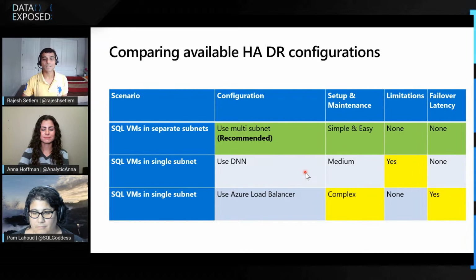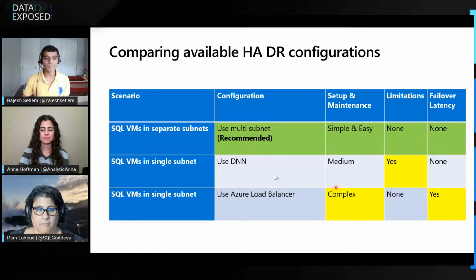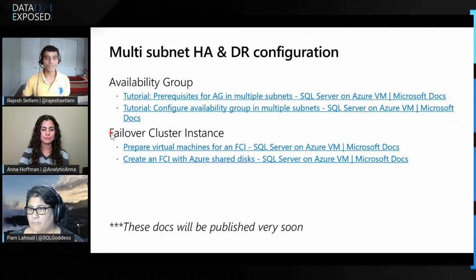Versus if you look at what DNN has, it has some limitations. So if you're fine with the limitations, go with it. If not, then the best approach is to go with multi-subnet. And then the load balancer has the complexity and it also has the failover latency. So that gives you a good way of comparing, hey, with all the options that I have, how do I go about next, right? So go with multi-subnet if you have VMs in different subnets. And with that, we also have some docs.